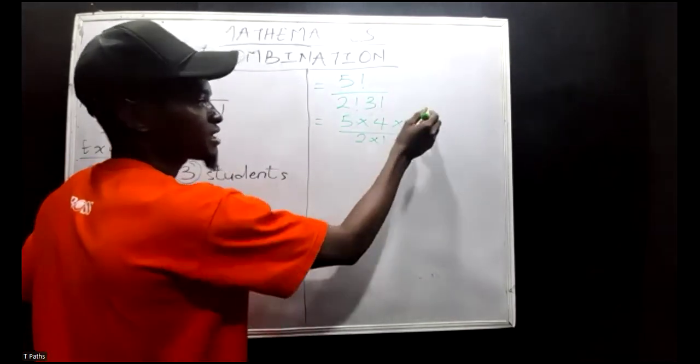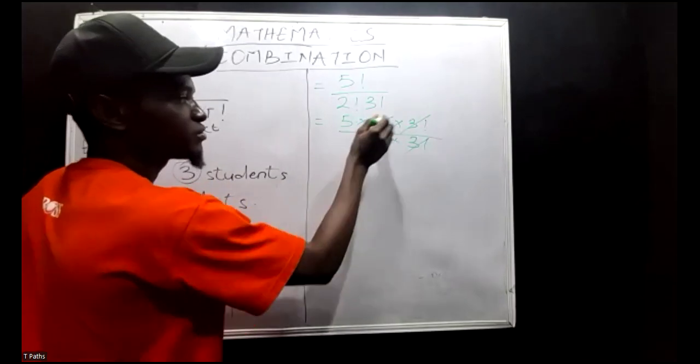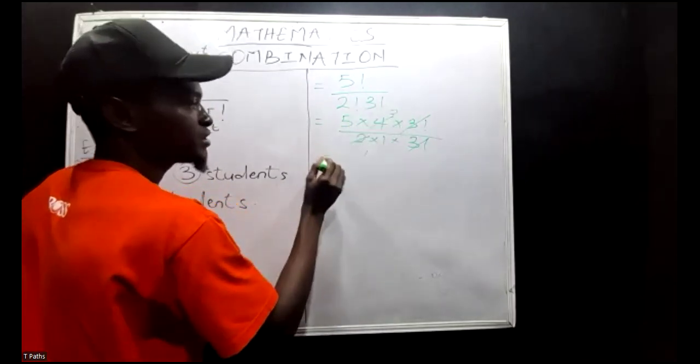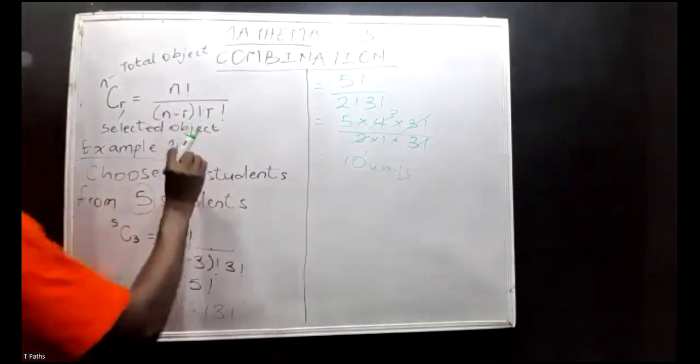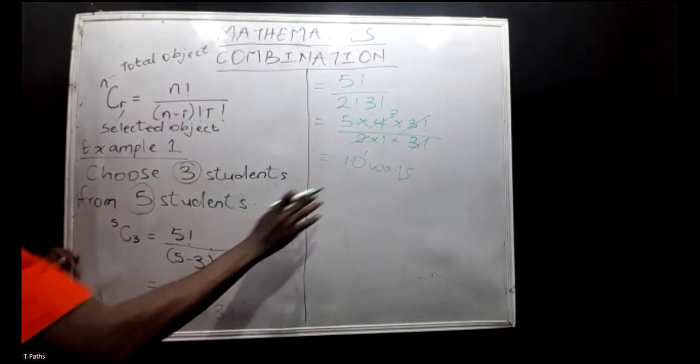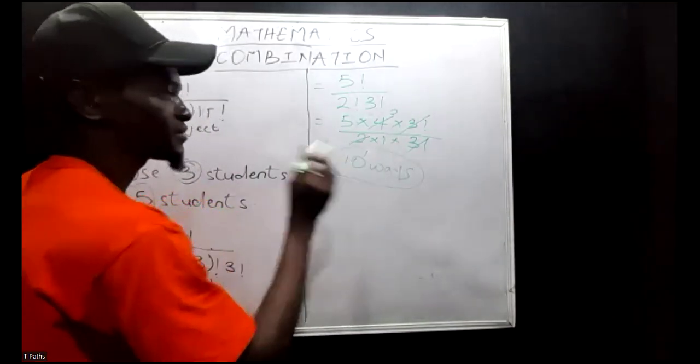Now 3 factorial cancels out 3 factorial. 2 here and 1, 2 here, so I'm left with 5 times 2, which equals 10. So it is simply 10 ways. We can choose 3 students from 5 students in 10 different ways.